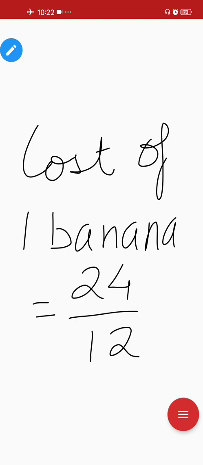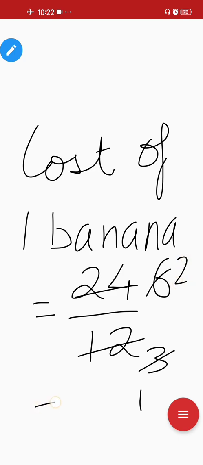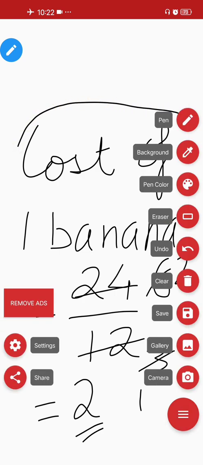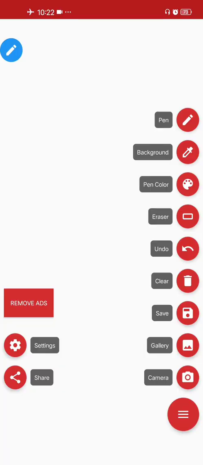You can always cancel this. Let's try dividing by 4. 4 3s are 12, 4 6s are 24, again 3 1s are 3, 3 2s are 6. So you're getting 2. So the cost of one banana is rupees 2. Now you can find out the cost of 6 bananas. The question is asking how much will you pay for 6 bananas.